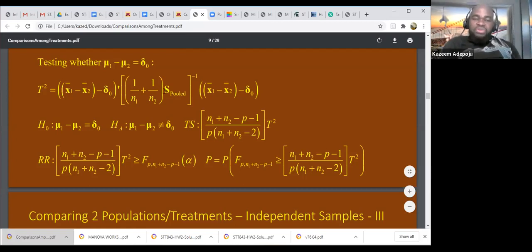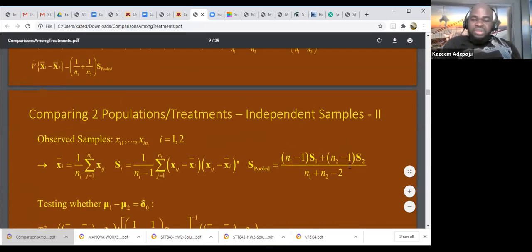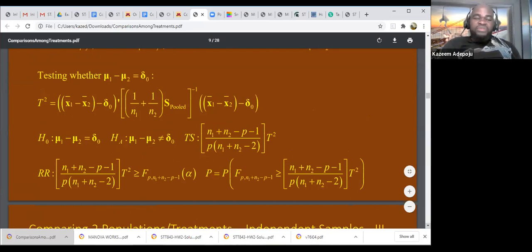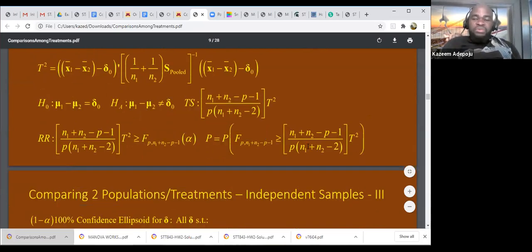How am I going to get the S pool here? The S pool is what I'm actually showing. I'm going to show you right now. It's this here. Can you see that now? So that is my S pool. I'm going to walk you through how to get that. And of course, this is the p-value associated with the test.